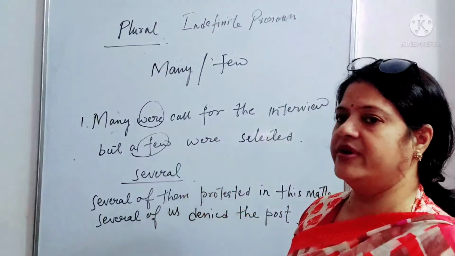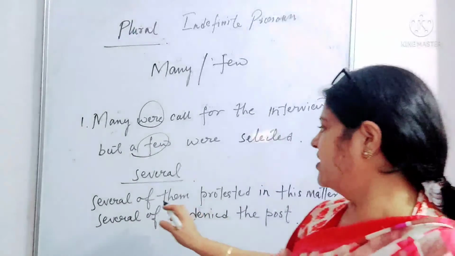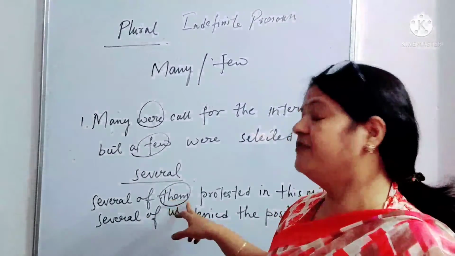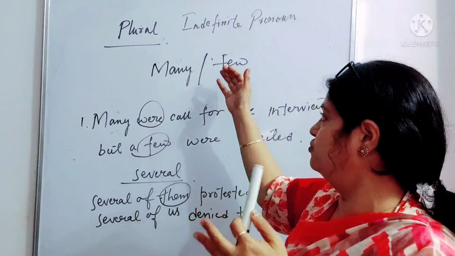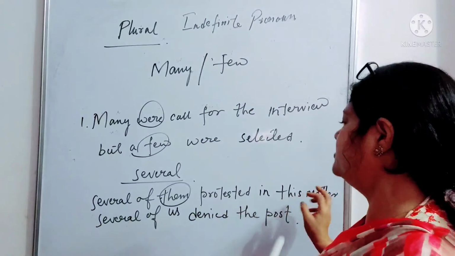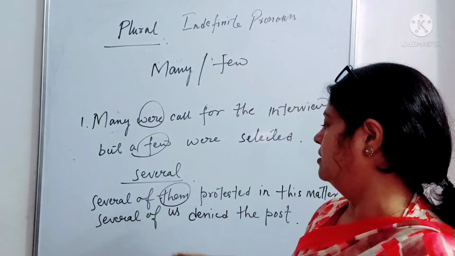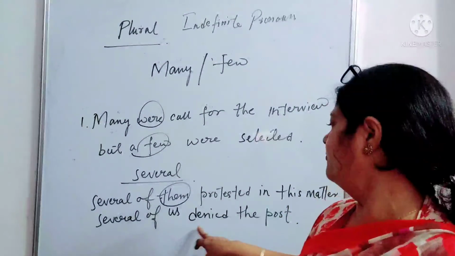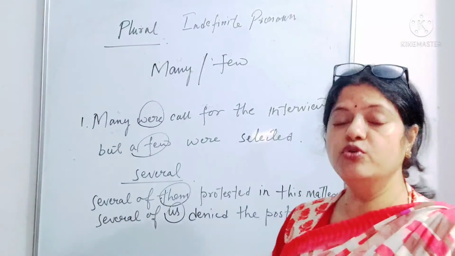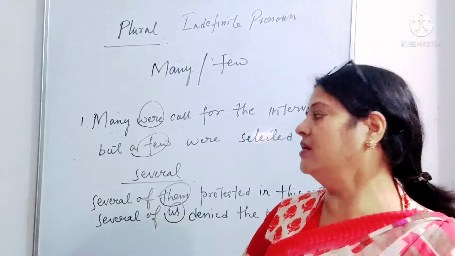Now, next is several. Several of them protested in this matter. So several of them means it has been used as a plural pronoun. Several of them protested in this matter. It means most of them protested in this matter. Or if we say several of us denied the post. Some post was offered to us, but several of us denied the post.